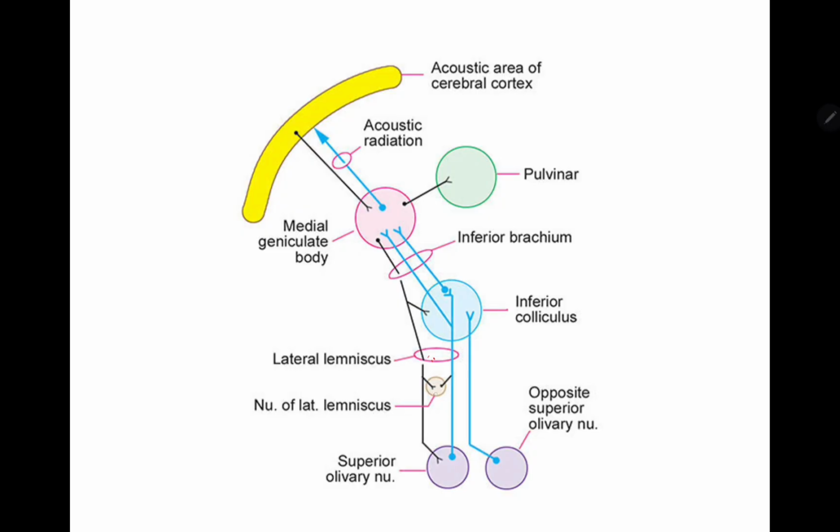The nucleus of the lateral lemniscus, this one. What does it do? It is a small pit stop along the highway. Inferior colliculus, this one. What does it do? It is a midbrain relay, and acts like a switchboard for sound. It handles reflexes too. Like when you hear a loud noise, you immediately turn your head, right? That is controlled here. The inferior brachium is a bridge that connects the inferior colliculus to the thalamus. This one.